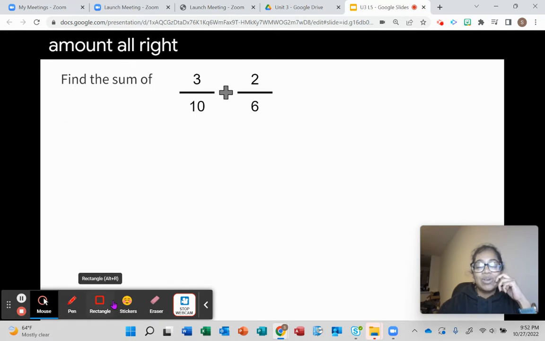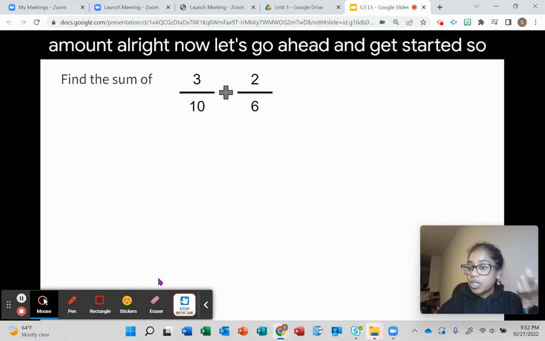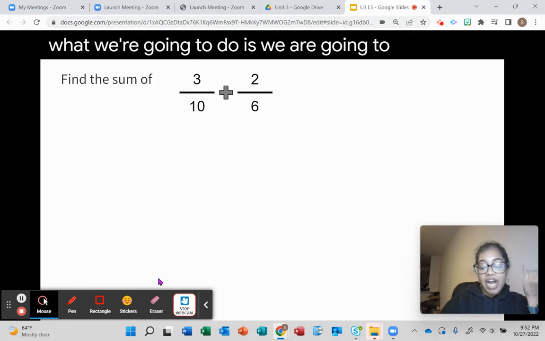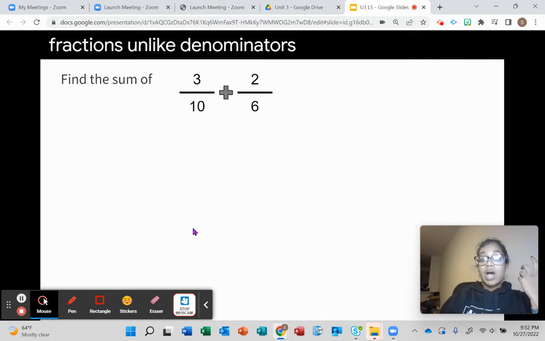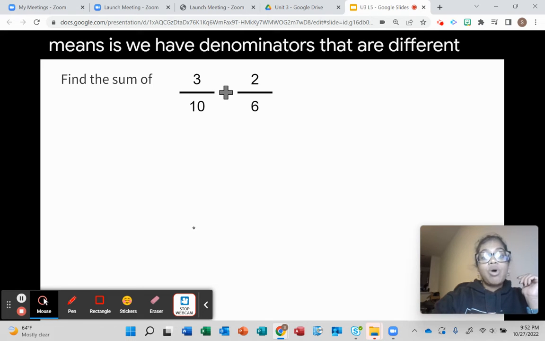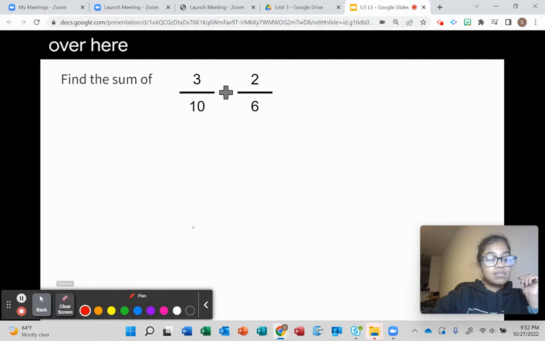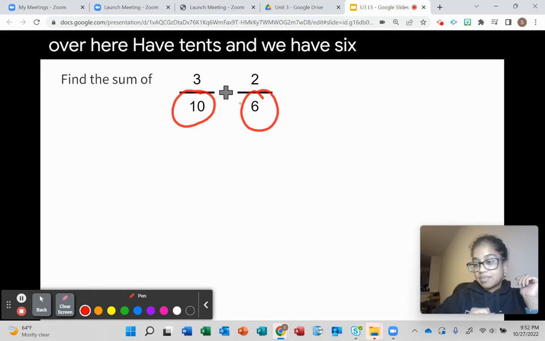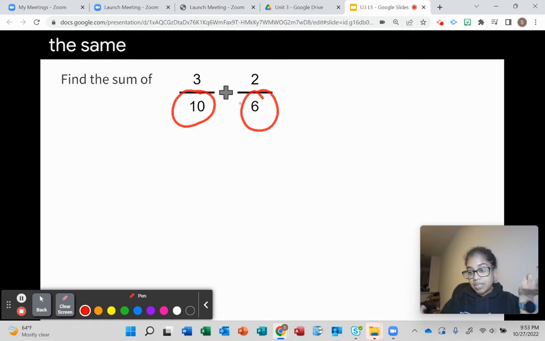All right, now let's go ahead and get started. So what we're going to do is add fractions with unlike denominators. What that means is we have denominators that are different. So over here, we have tenths and we have sixths, right? They're not the same denominator.